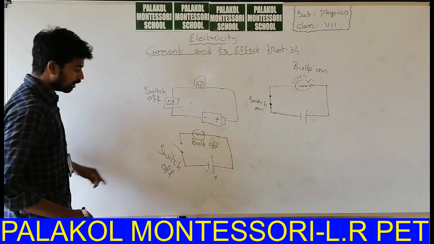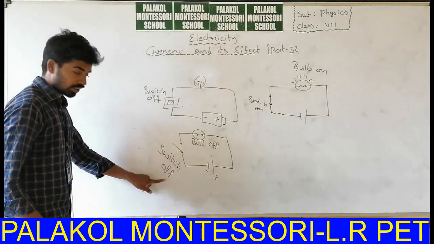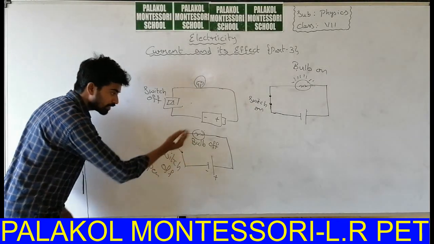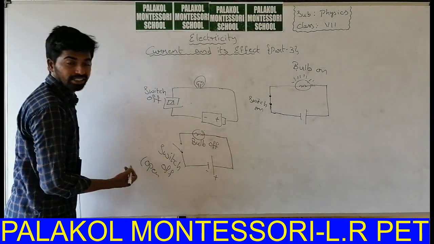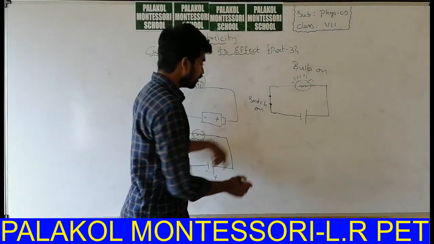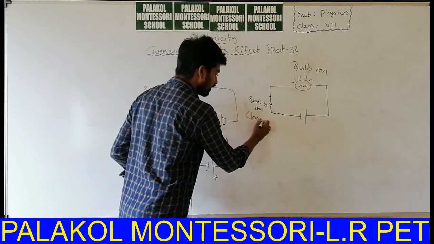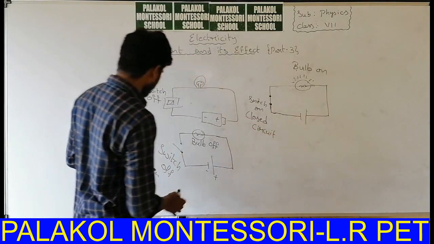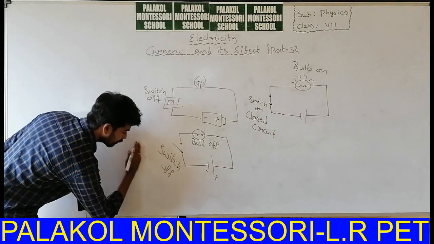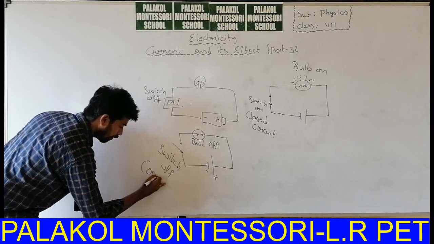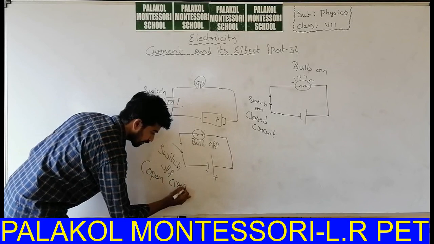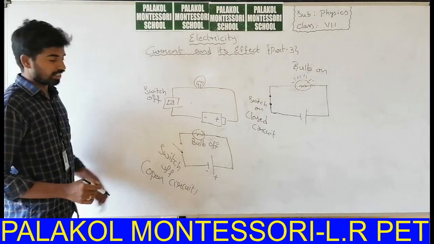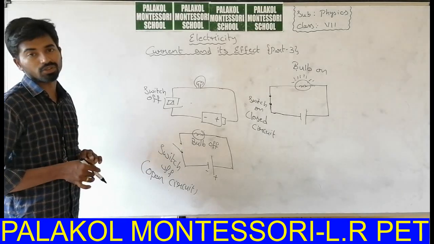So why was the bulb off? Switch is off means open circuit. There is a gap. Open circuit means it is not a closed line. When the switch is on, it is a closed circuit, right? When the switch is off, it is an open circuit. Open circuit means a gap is there. So because of this gap, the current doesn't flow.